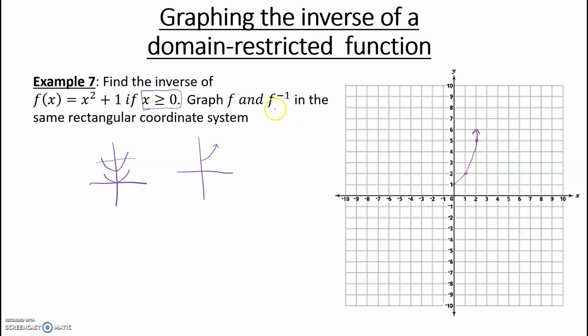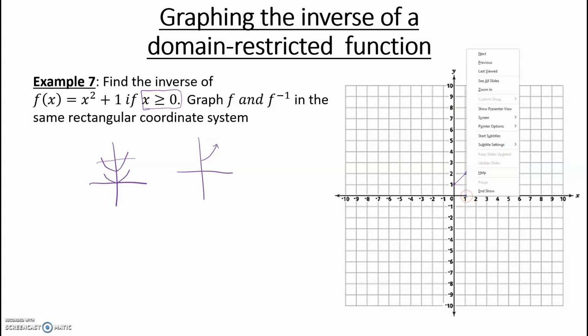Now we're going to graph its inverse. Again, all we have to do is flip-flop those points. This was 0, 1, now it's going to be 1, 0. This was 1, 2, now it's going to be 2, 1. This was 2, 5, now it's going to be 5, 2.